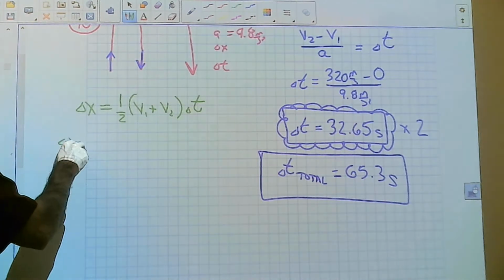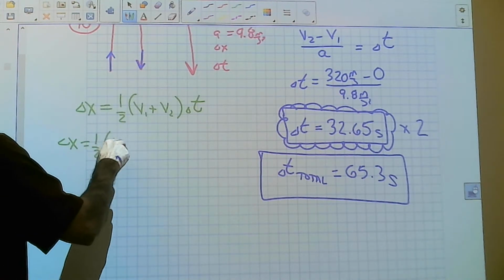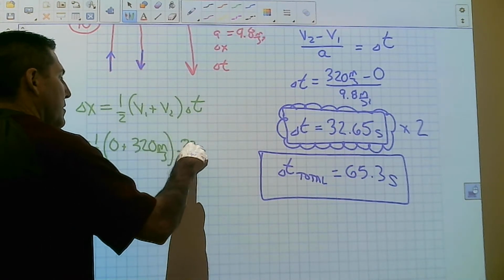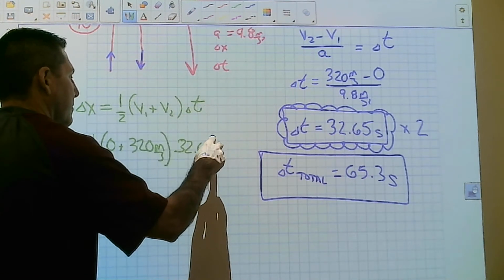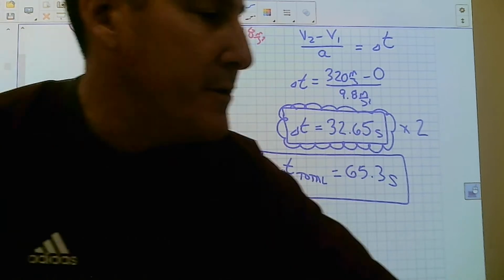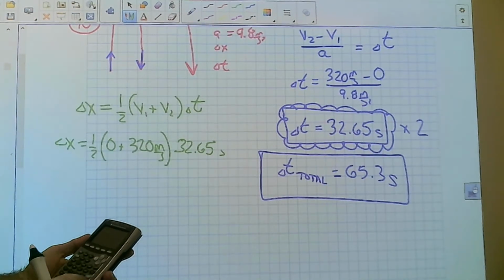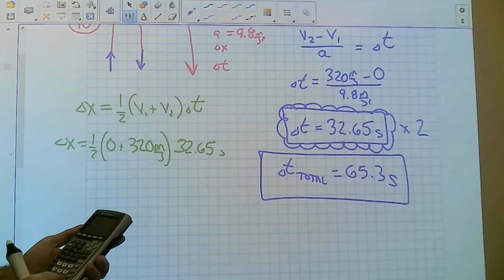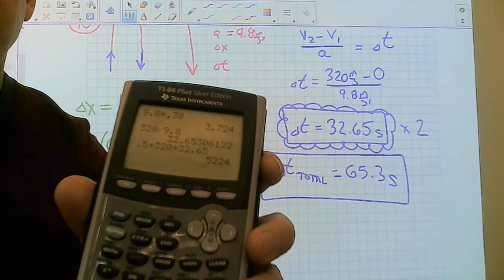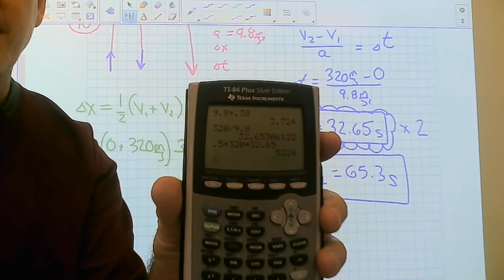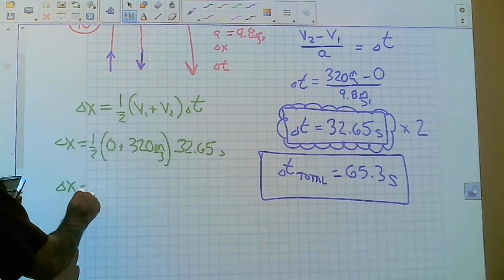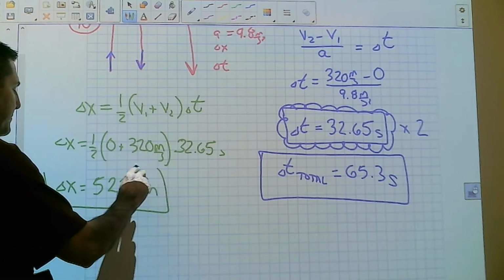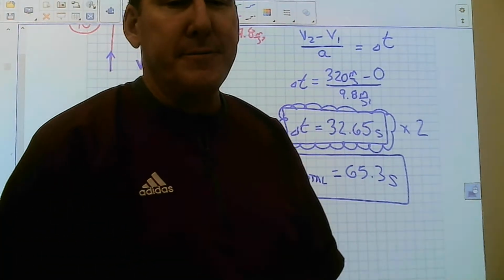All right, now we can go to solve for the distance. So I got 0.5 times 320 times 32.65. And I get a distance of 5,224 meters. That's a couple miles up in the air.